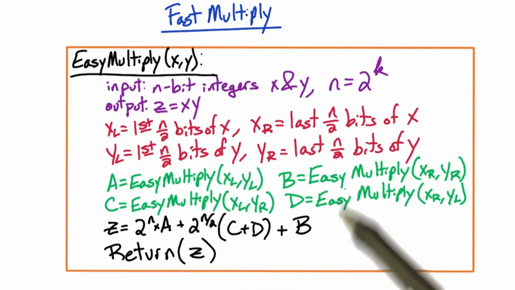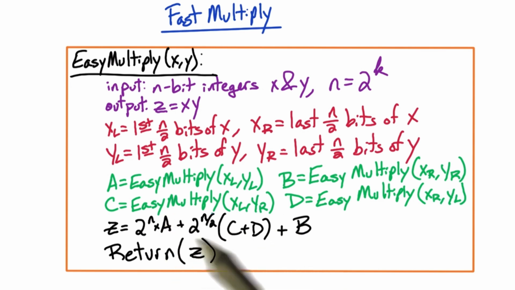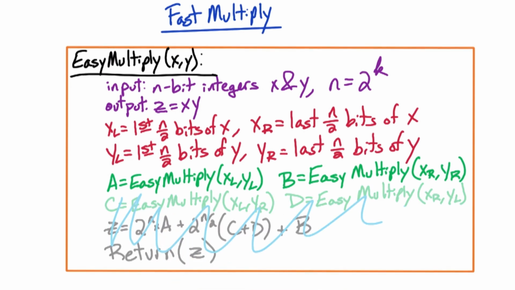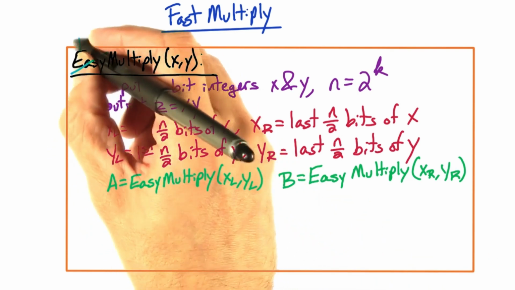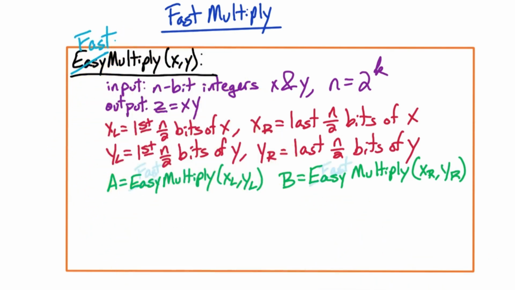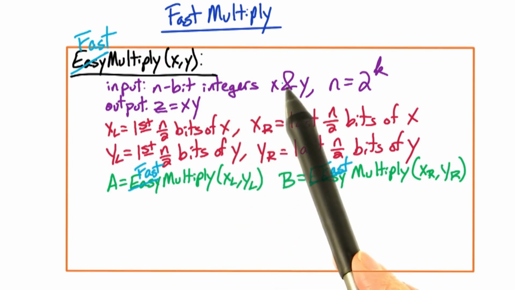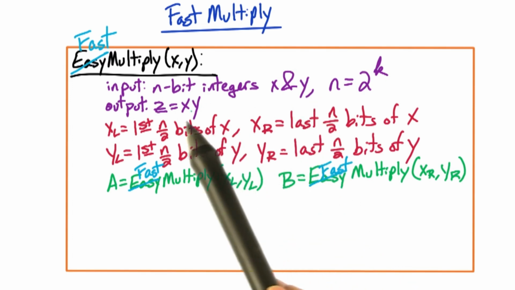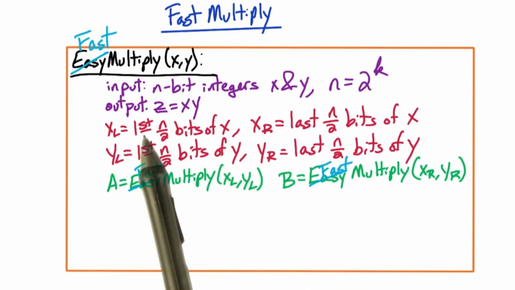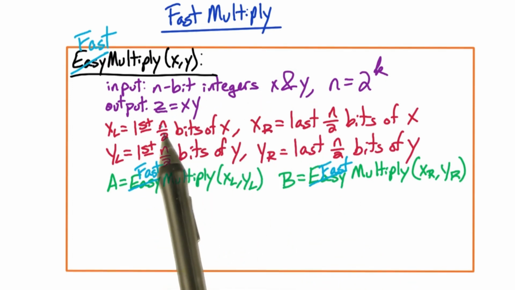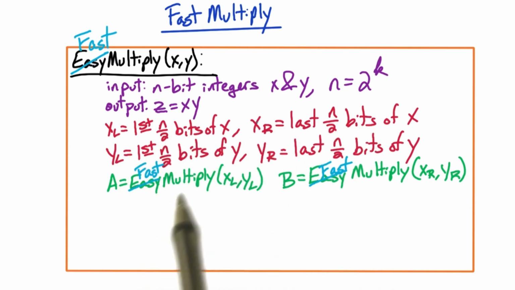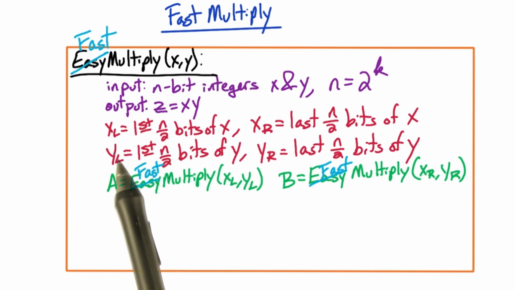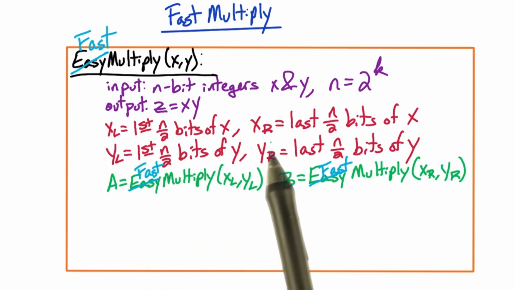This new algorithm is fairly similar. It just differs at the end. Just this last bit is different. So let's get rid of the last bit of the algorithm. Let's change the name of this algorithm from easy multiply to fast multiply. The basic setup of the algorithm stays the same. The input is 2 n-bit integers, x and y, and the output is the product. We partition the input x into the first n over 2 bits and the last n over 2 bits. That's xl and xr. And we also do similarly for y. We partition it into yl and yr.